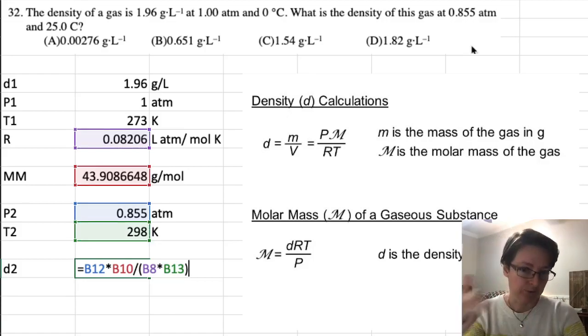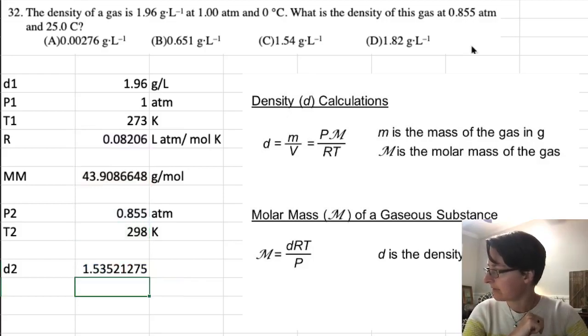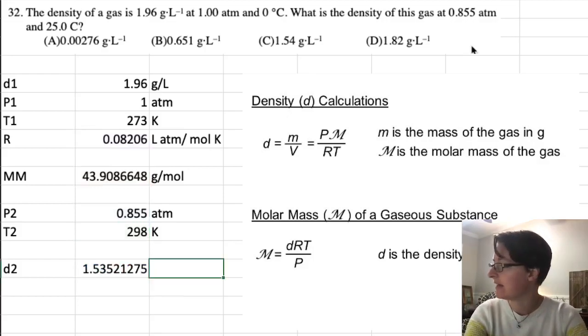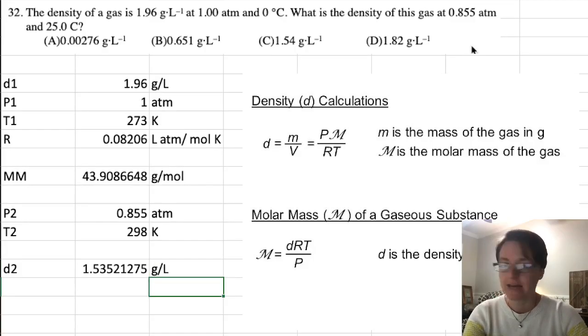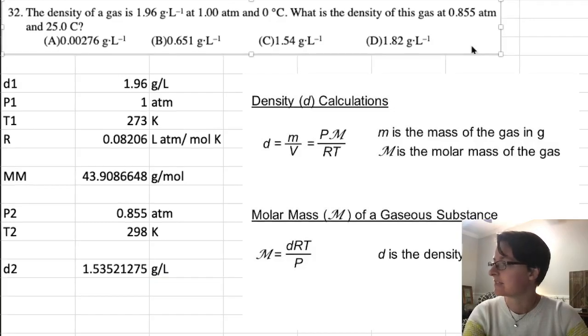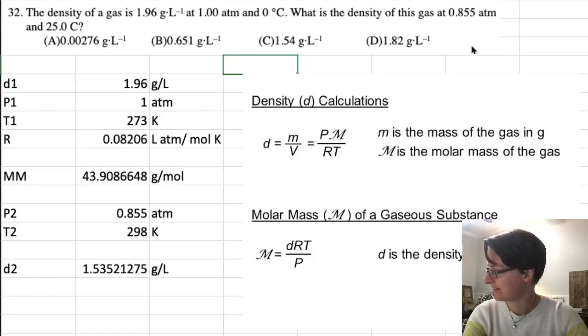Again, I've taken the 25 degrees Celsius and expressed it in units of Kelvin. When I hit enter, that's going to give me a value for the density of the gas, and it's going to be in units of grams per liter. And fortunately for us, that corresponds nicely to answer choice C. And so the correct answer for this problem is going to be C.